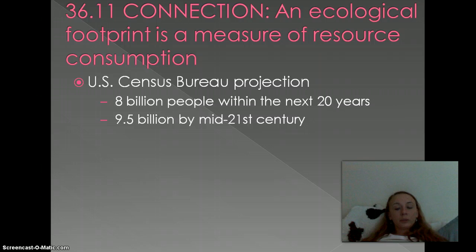So the U.S. Census Bureau projects that 8 billion people will be in the world by the next 20 years. And this book is not as up to date as 2012, and we are even closer to that. So they are on the right track. And then we'll have 9.5 billion by mid-21st century. So by 2050, we're going to increase a lot.